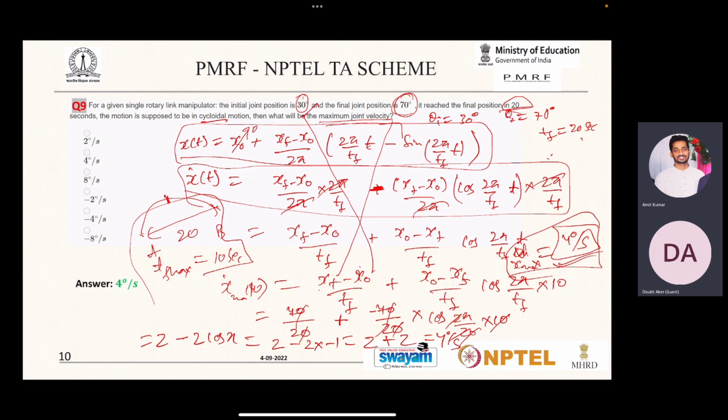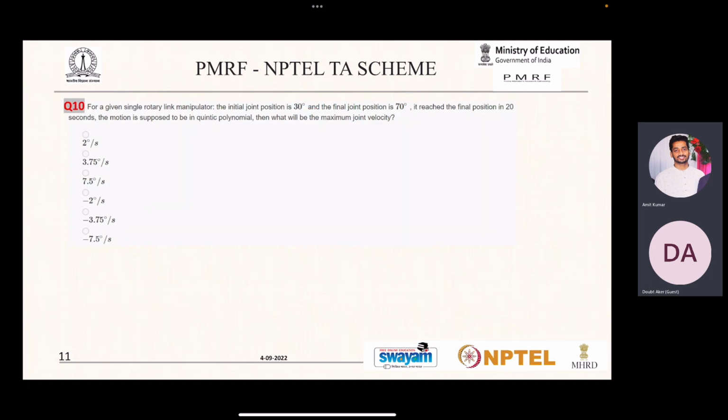Now let us move to the next question. For a given simple rotatory link manipulator, the initial joint position is 30 degree and the final joint position is 70 degree. So again, theta is equal to 30 degree, theta f equals 70 degree, and it reached the final position. So tf equals 20 and t0 can be considered as 0.